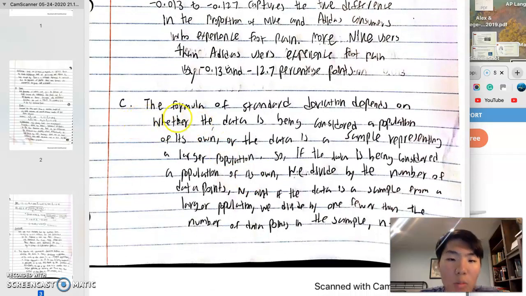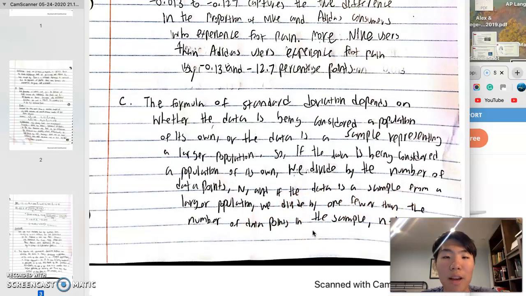And C, the formula of standard deviation depends on whether the data is being considered a population of its own or the data is a sample representing a larger population. So if the data is being considered a population of its own, we divide by the number of data points n, and if the data is sampled from a larger population, we divide by 1 fewer than the number of data points in the sample, n minus 1.